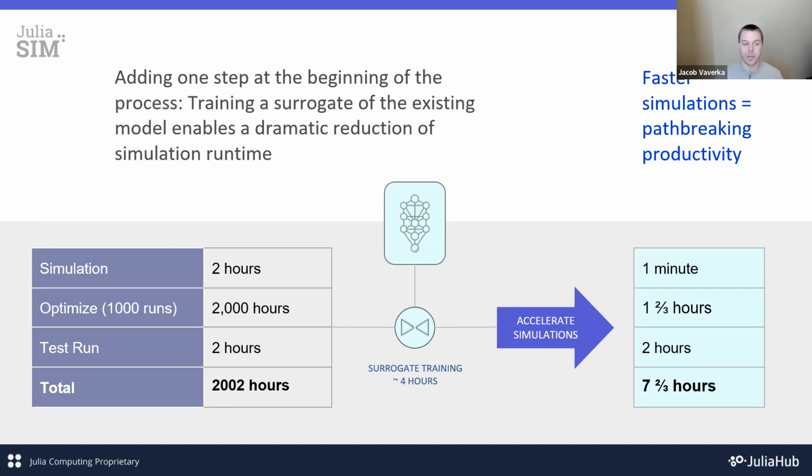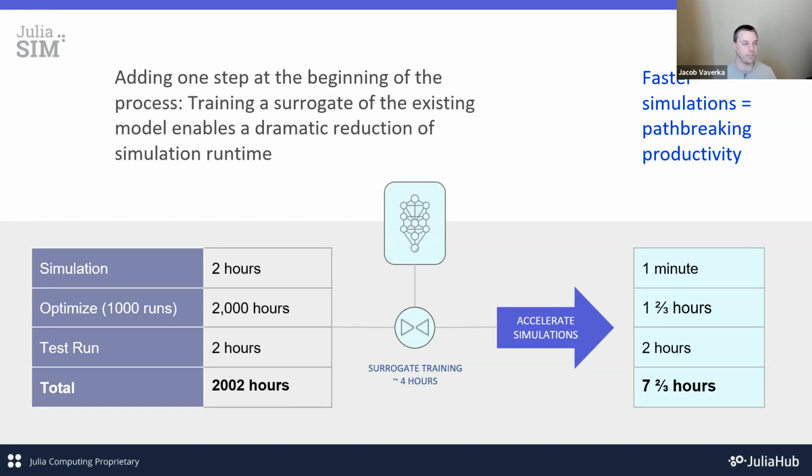So we're going to run this many times, but we can do that all in parallel. And so we can take those thousands of runs and really condense that down. We're going to call it 4 hours in this case. And what you're going to wind up with is a much faster model. And in this example, we're going from 2 hours down to a minute. And so right up front, you have that surrogate training process, which is going to take about 4 hours.